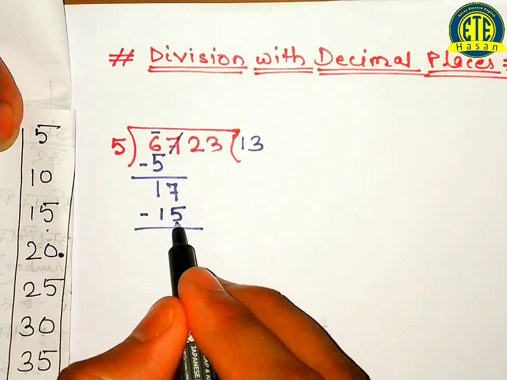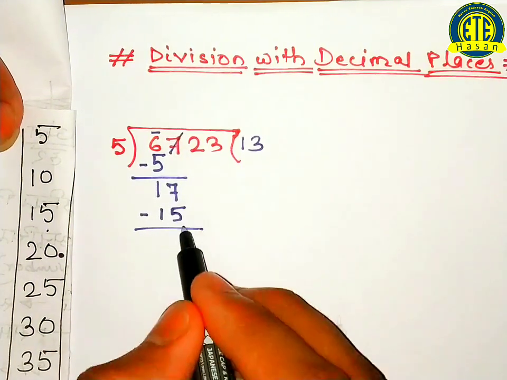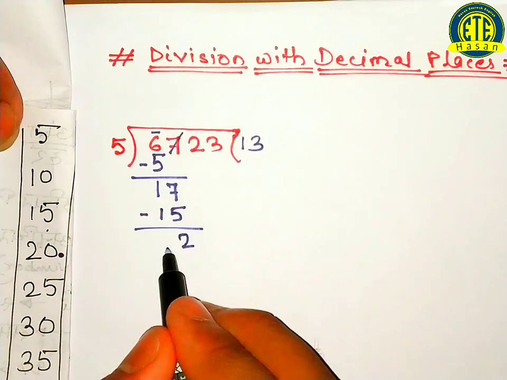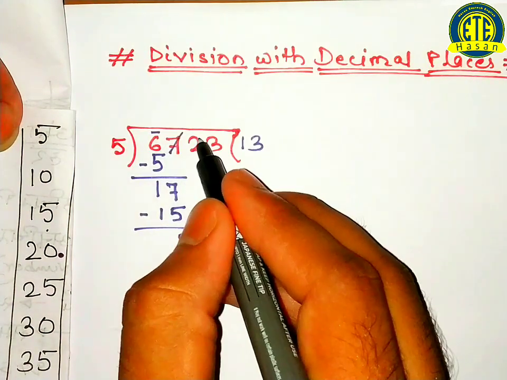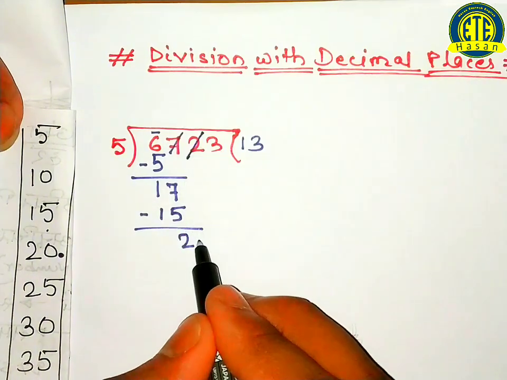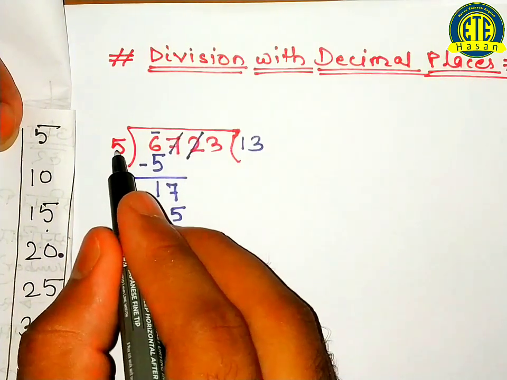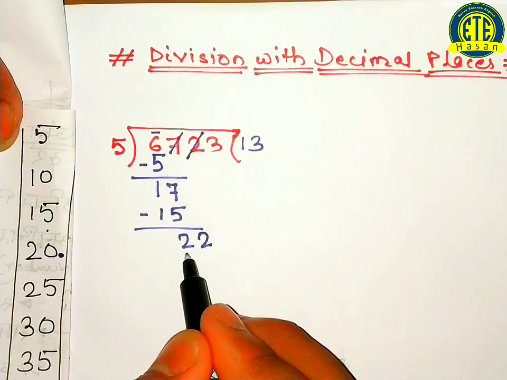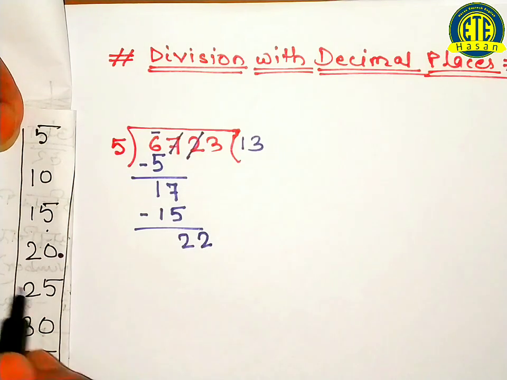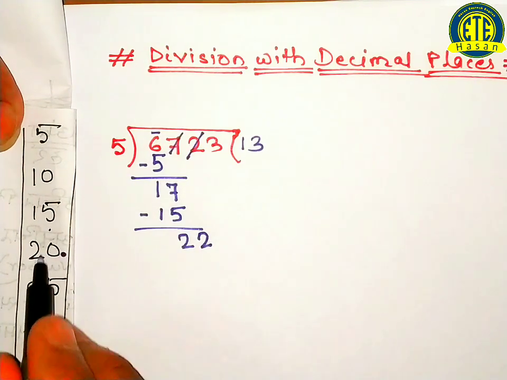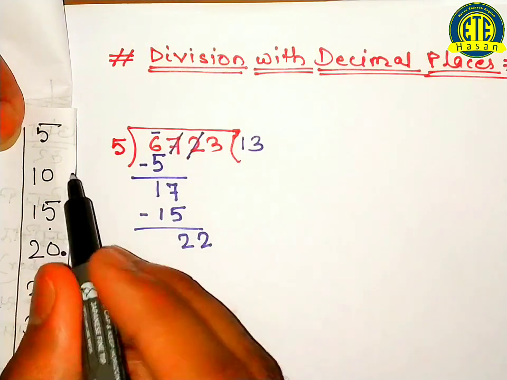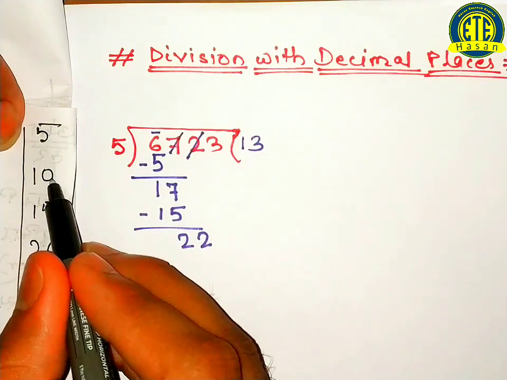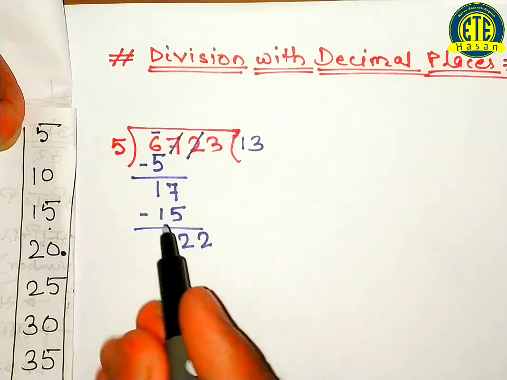Now subtract it. 17 minus 15. 7 minus 5 will be 2. 1 minus 1 will be 0. After subtracting, we have to write down our next number. The next number is 2. Write down 2. Now count 5 up to 22 or below 22. 22 lies between 20 and 25. Below 22 is 20. 5 1 is 5, 5 2 is 10, 5 3 is 15, 5 4 is 20.